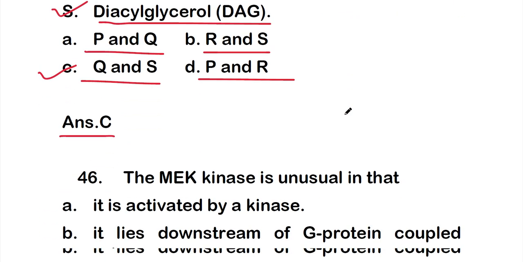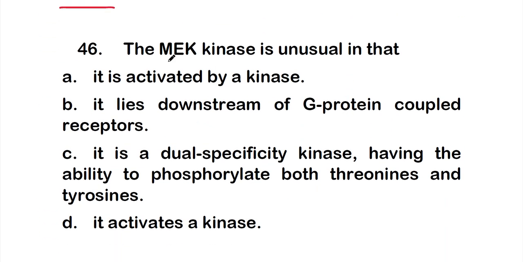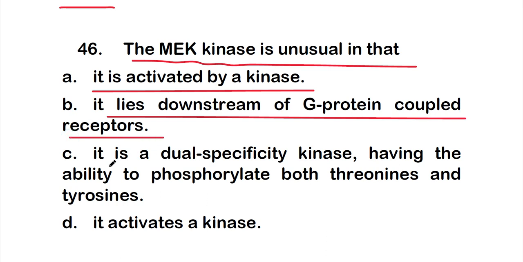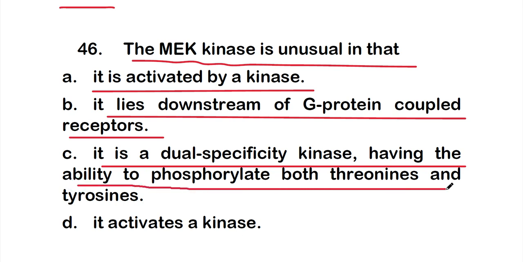Okay, so let's move on to question number 46. The MEK kinase is unusual in that: option A, it is activated by a kinase; option B, it lies downstream of G protein coupled receptors; option C, it is a dual specificity kinase having the ability to phosphorylate both threonines and tyrosines; option D, it activates a kinase.